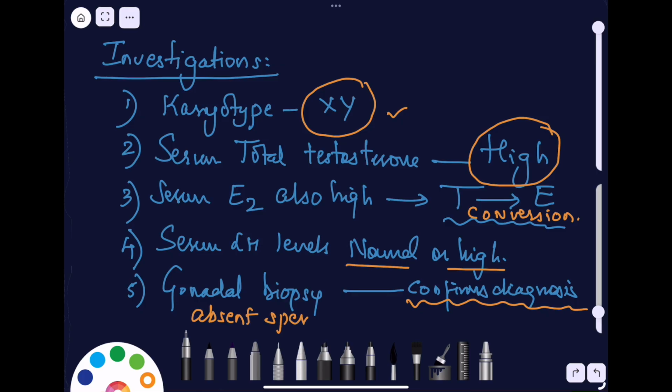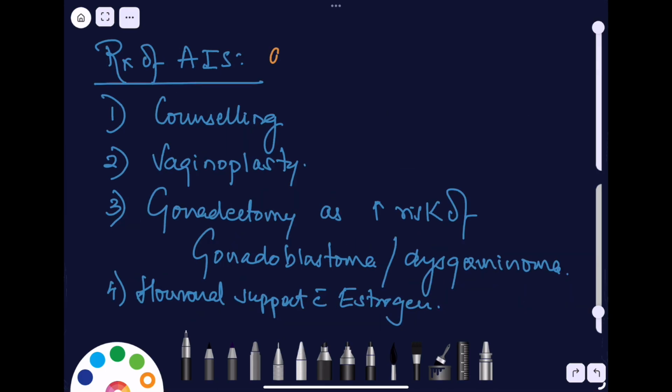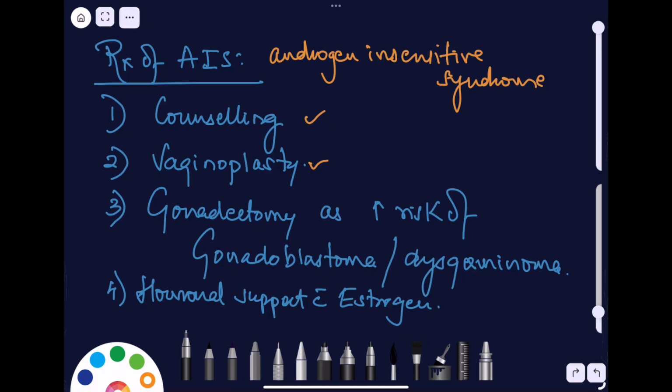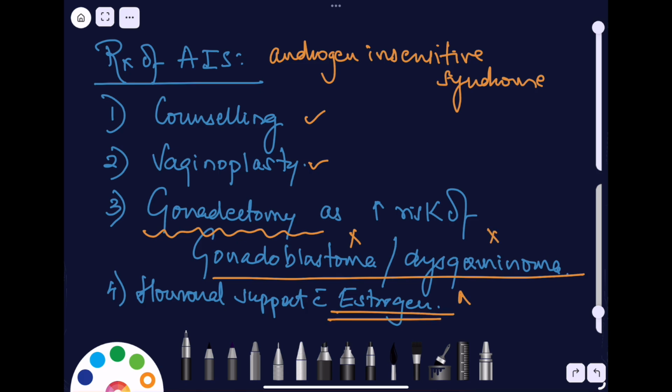Definitive diagnosis of this condition is through gonadal biopsy. It shows absent spermatogenesis. The treatment of androgen insensitivity syndrome is through appropriate counseling, offering vaginoplasty as these patients will be reared as female, gonadectomy as there is an increased risk of gonadoblastoma and dysgerminoma, and hormonal support with estrogen to maintain the bone mineral density.